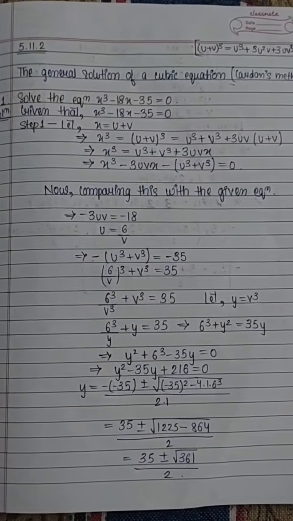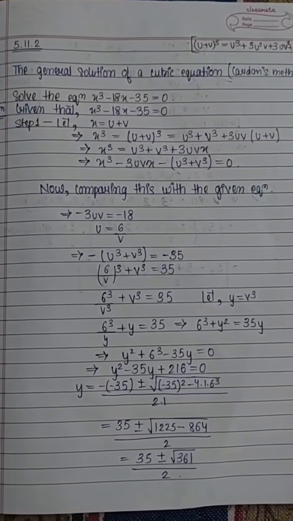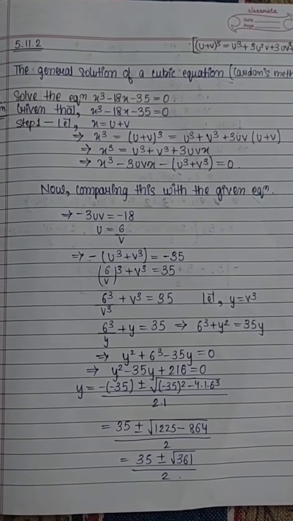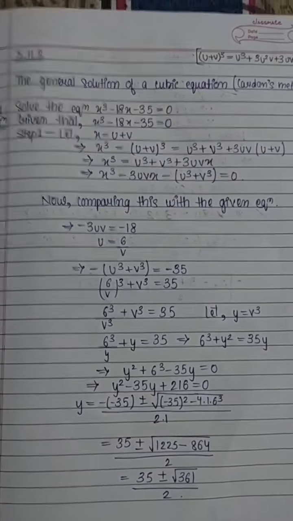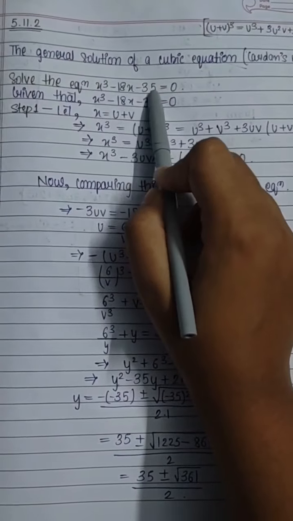So today we will discuss the topics Cardan's method, reciprocal equation, transformation of equation. Starting with Cardan's method, which is the general solution of a cubic equation. Here is a problem: x cube minus 18x minus 35 equal to 0.